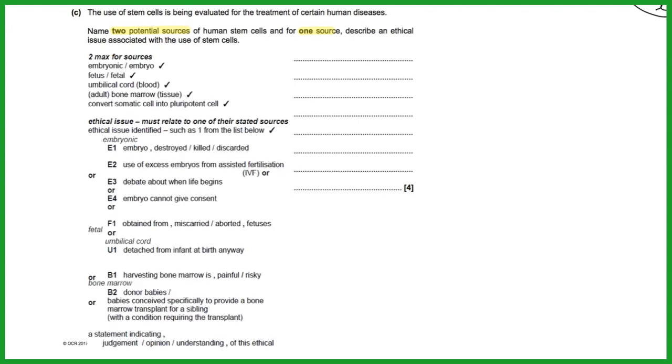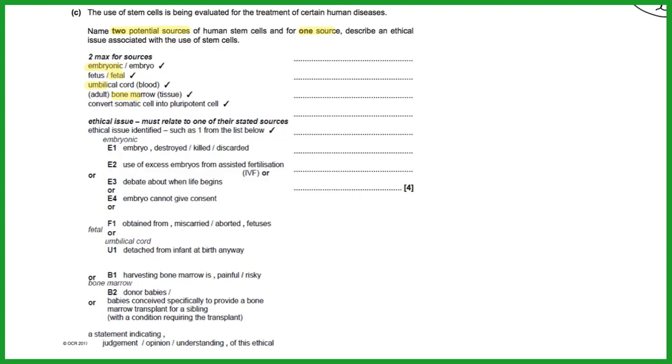So 2 marks for the sources, which would be embryonic cells, fetal cells, umbilical cord, bone marrow, or induced pluripotent stem cells from taking a somatic cell. In fact, it would be a unipotent stem cell and turning it into a pluripotent stem cell. And then the ethical issue has to relate to that particular source.